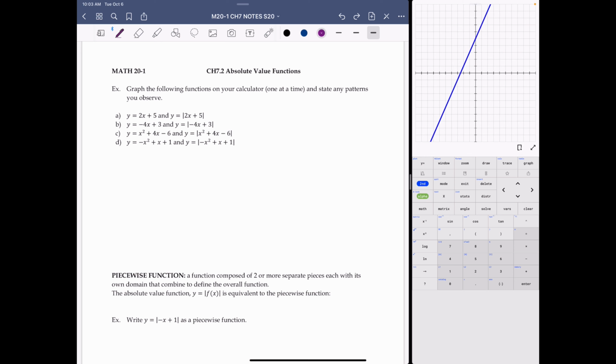Let's graph that. And we get this. Let's do a little sketch here. It's not going to be perfect, just a quick sketch. Looks something like this.